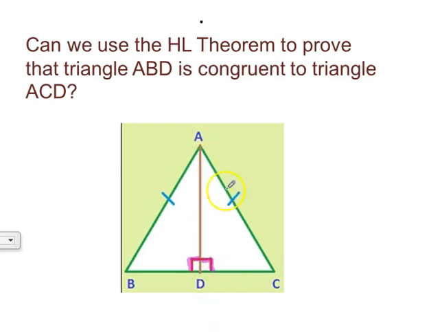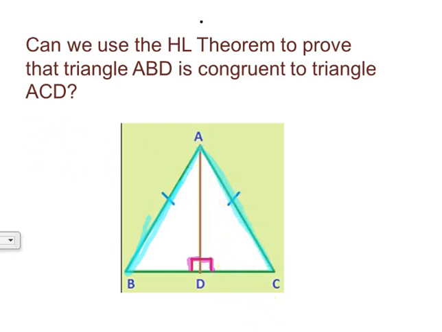Then, in order to use the hypotenuse leg theorem, we need congruent hypotenuses. So which leg is our hypotenuse in this triangle? Remember, the hypotenuse is always our longest leg. So this, I'm sorry, not that one. The hypotenuse is this leg right here. This leg right here is our hypotenuse. And it's marked congruent to the hypotenuse of our other triangle.